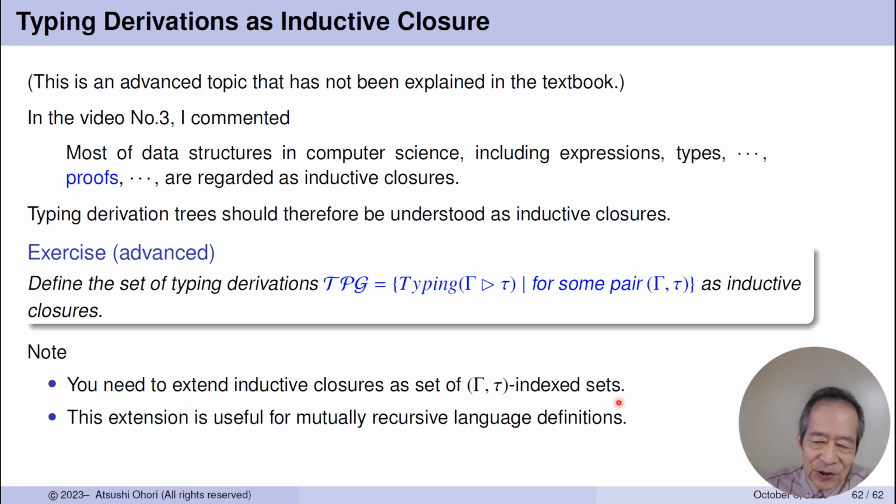And this is actually very common in computer science. For example, this extension is useful for mutually recursive language definitions. It is very common that BNF defines a family of languages by mutually recursive specification. So I invite you to consider this exercise. So this is the end of this lecture.